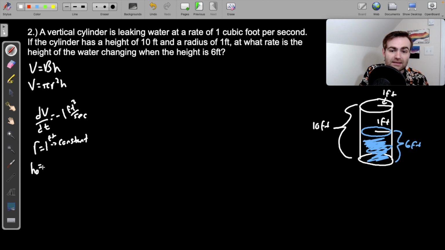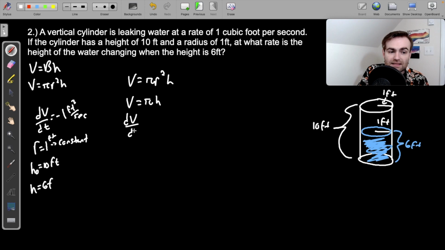The original height is 10 feet. The height at which we're worried about is 6 feet. So let's take the derivative of this and see what's going on. So the derivative of V equals pi r squared h, since the 1 is a constant and it's staying consistent, we can actually plug that in now. So V equals pi h. Then we can take the derivative.